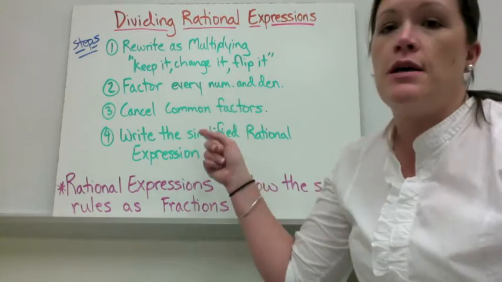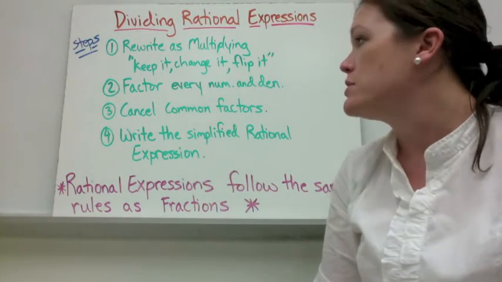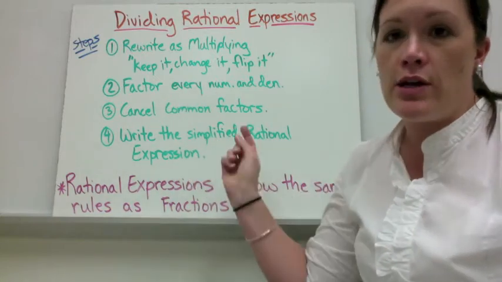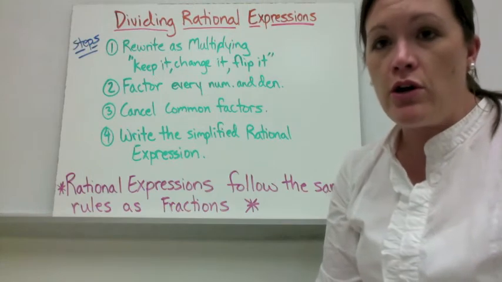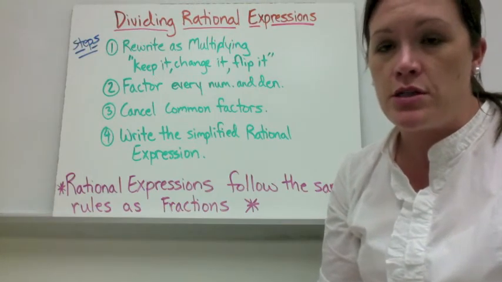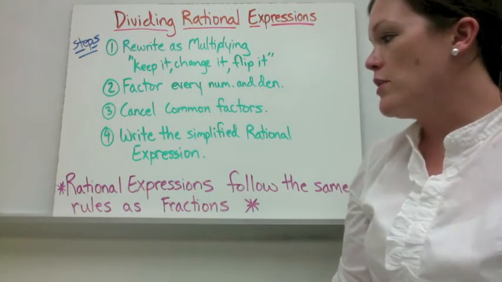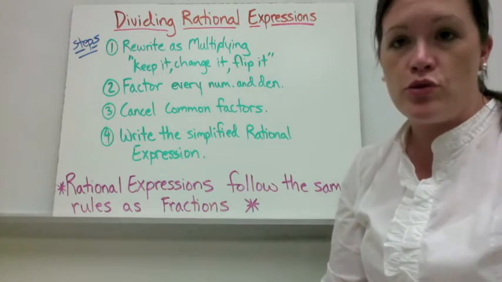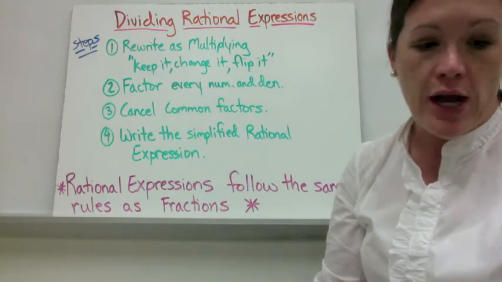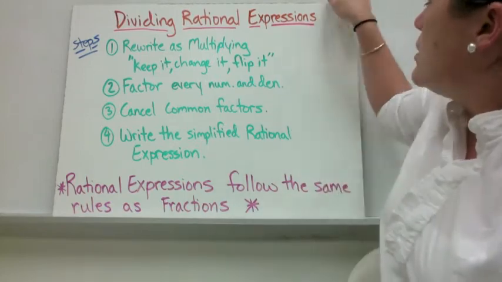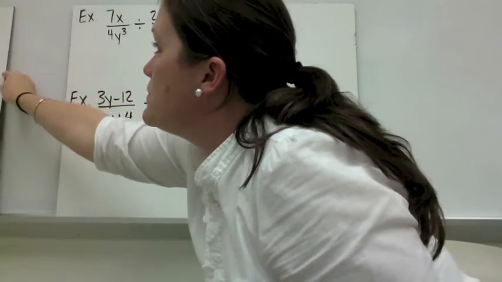So the rest of our steps are actually the same steps that we looked at when we were multiplying rational expressions. We're still going to factor every numerator and denominator. We're still going to cancel the factors they have in common. And then we're going to bring over and write down the simplified rational expression and make sure that we've simplified completely. Keep in mind, rational expressions follow the same rules as fractions. So the keep it, change it, flip it works because we're dividing fractions. They're just rational expressions this time. So let's look at some examples.